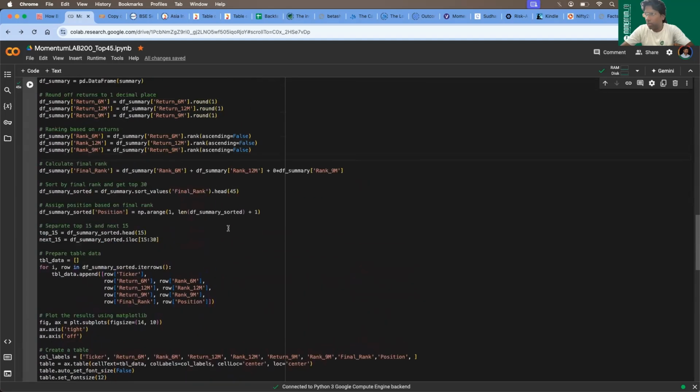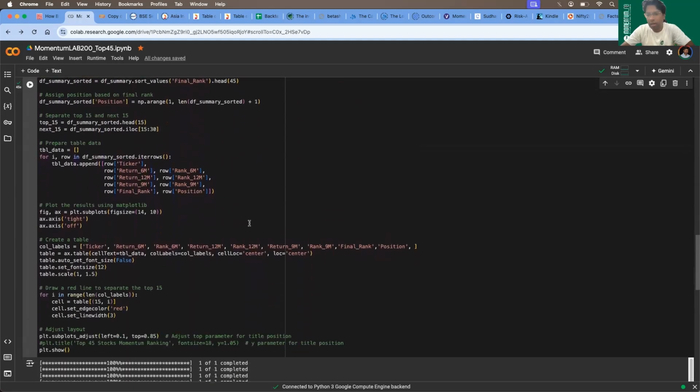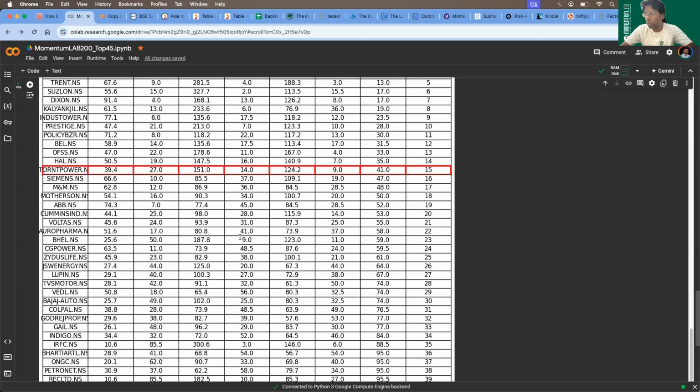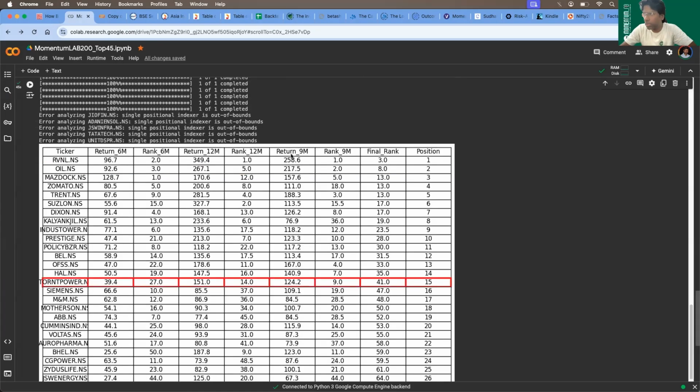The only tweak that I'm doing right now is removing the 1 month and 3 month, and putting 6 month and 12 month. So when I run this code, you see only the 6 month and 12 month. This 9 month you can ignore; it is not even taken into consideration. You can just see the value. For example, RVNL, which is the top position: its 6 month rank is 2, its 12 month rank is 1, and the final rank is 3, which is basically 2 plus 1. Take any random one like Prestige: its 6 month rank is 21, 12 month rank is 7, and its final rank is 28. Nowhere are we taking 9 month into consideration.